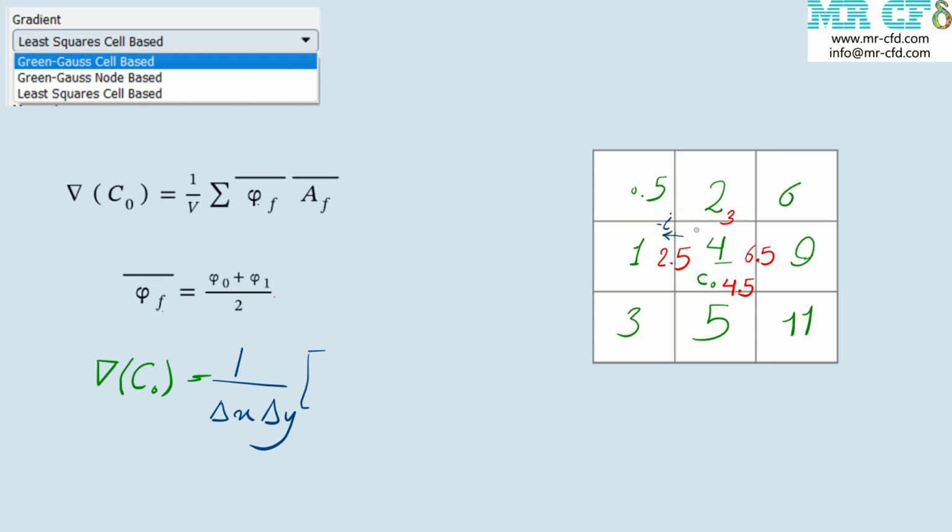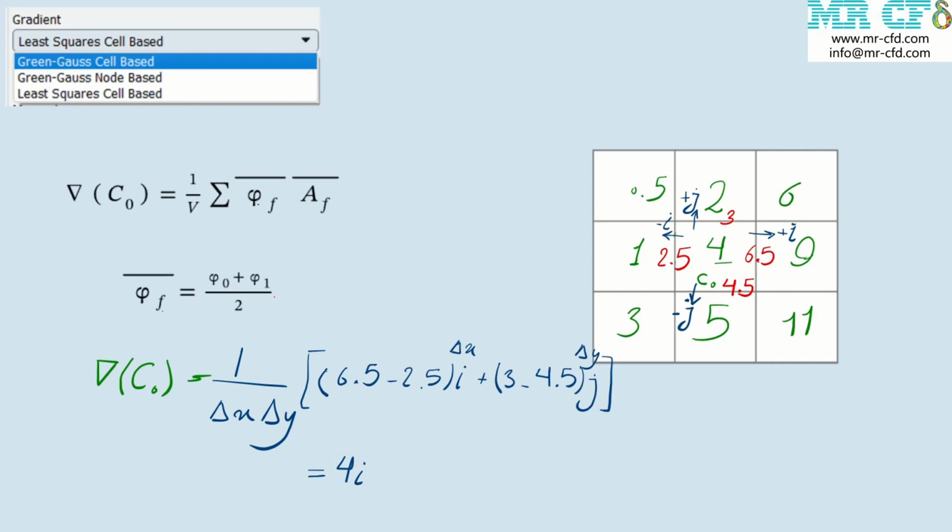The normal vectors are i for the east face, minus i for the west face, j for the north face, and minus j for the south face. Therefore, the gradient nabla phi would be 1 divided by delta x delta y, times 6.5 minus 2.5 in the i direction plus 3 minus 4.5 in the j direction. This results in a vector of the form 4i minus 1.5j divided by delta, reflecting the gradient of phi at cell C0, assuming uniform grid spacing with equal delta x and delta y.